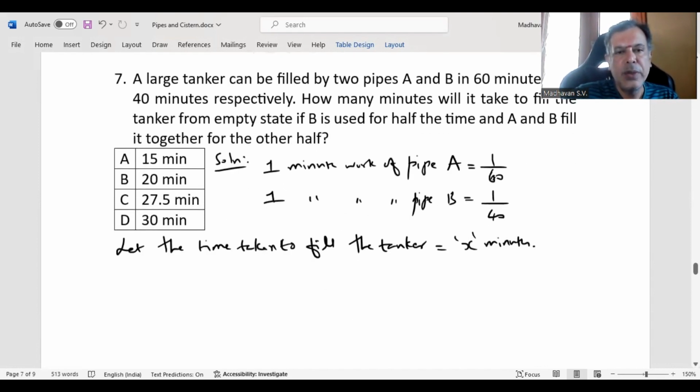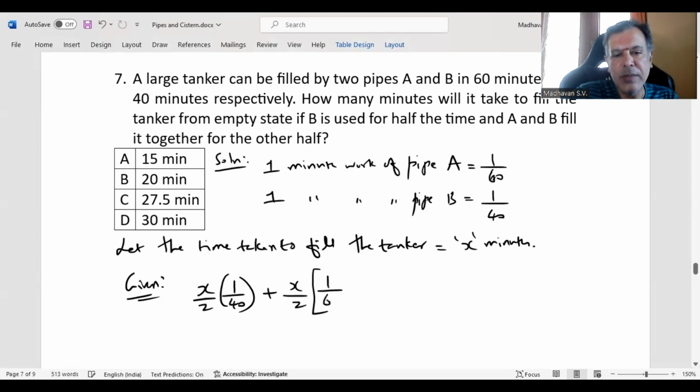So B is being used half the time. That means given X by 2 times 1 by 40, B is being used half the time, plus the rest of the half, that is X by 2, both the pipes are used, means 1 by 60 plus 1 by 40. So that will complete your 1. That will be equated to 1.